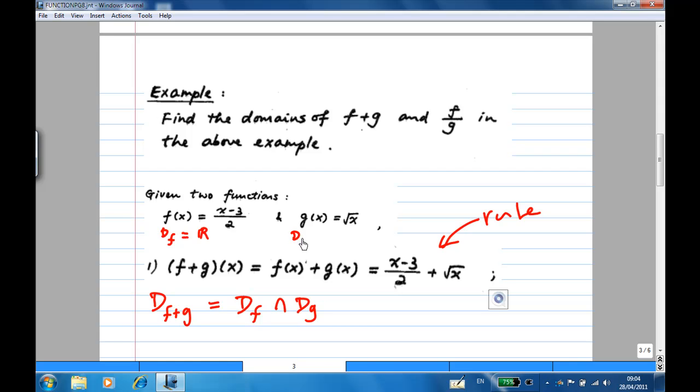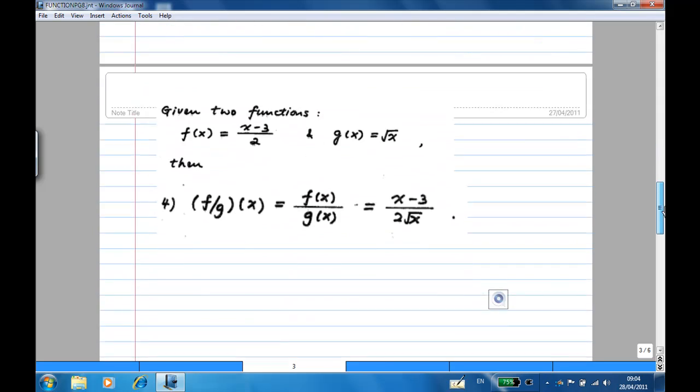Since you're taking the square root, the domain of g must be the collection of all real numbers greater than or equal to 0. Otherwise, you cannot take the square root. So this is the interval from 0 to infinity. So if you take the intersection, the domain of f intersect with the domain of g, this is R intersect the interval from 0 to infinity, and the answer is actually 0 to infinity after you take the intersection.